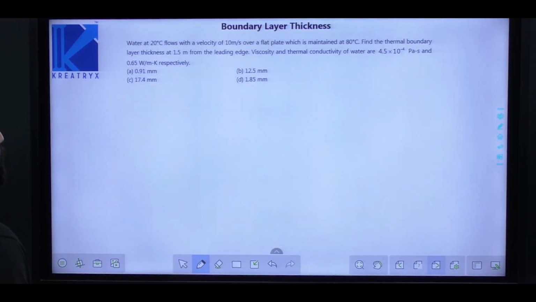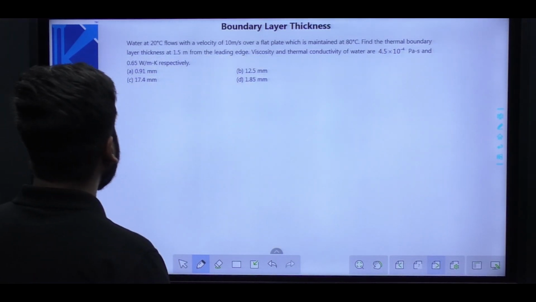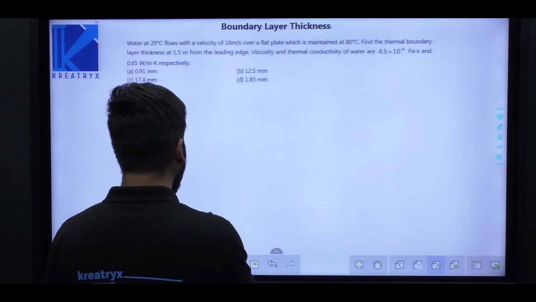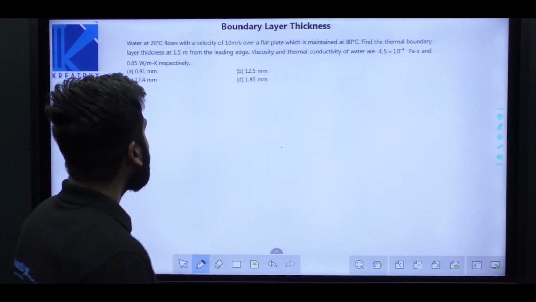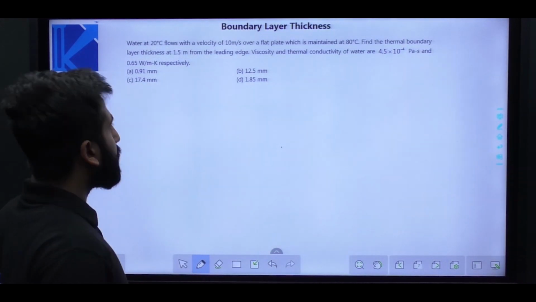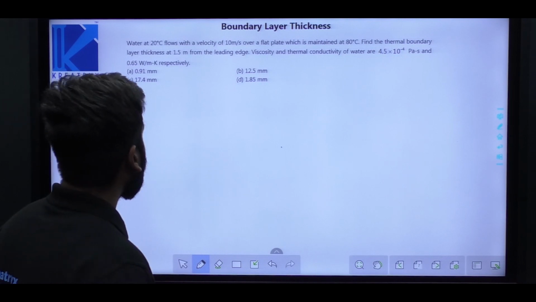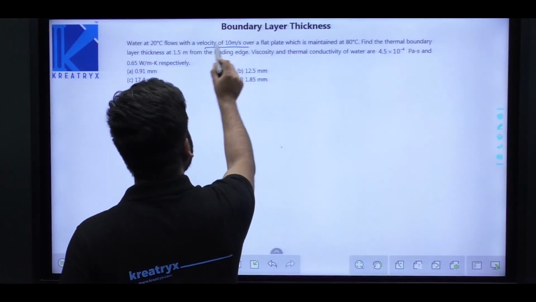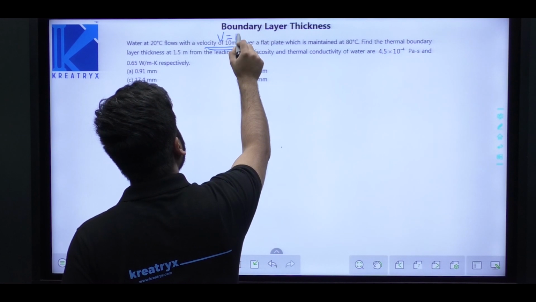This is from boundary layer thickness. Water at 20 degrees Celsius flows with a velocity of 10 meter per second over a flat plate which is maintained at 80 degrees Celsius. So the velocity of the free stream is given, that is 10 meter per second.